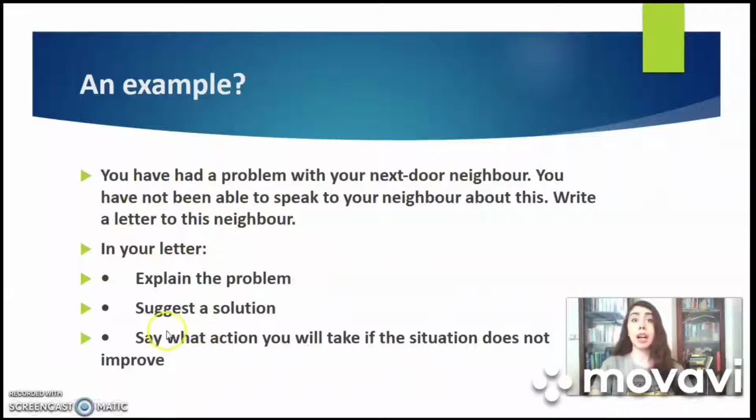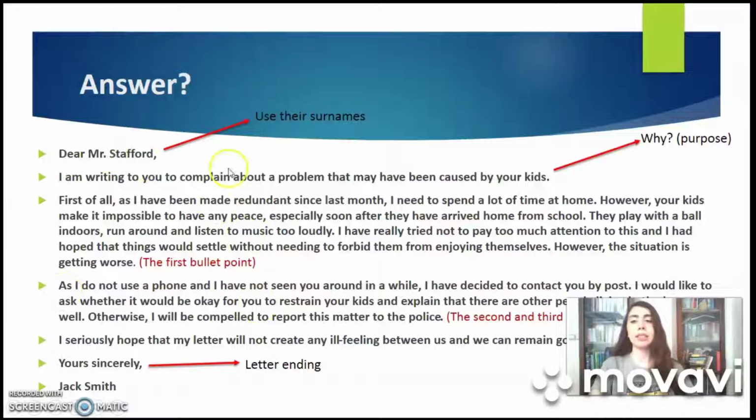This is a kind of semi-formal question, a question which asks you to write a semi-formal letter. Like, you have a problem with your neighbor, you have not been able to speak to your neighbor about this, and now you want to write a letter and ask about some specific things that you can see here. So again, it should be a kind of semi-formal letter, and as you can see here, we have a sample.